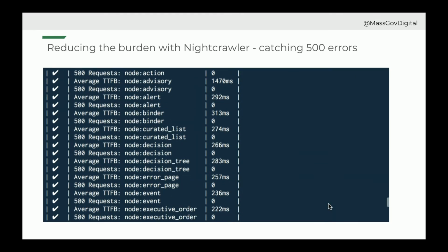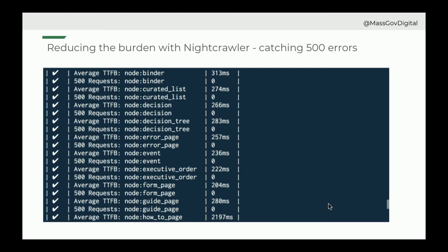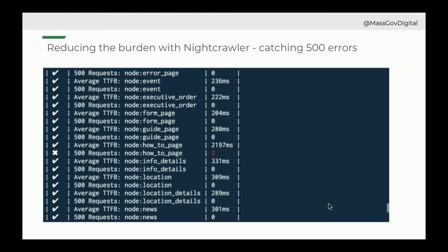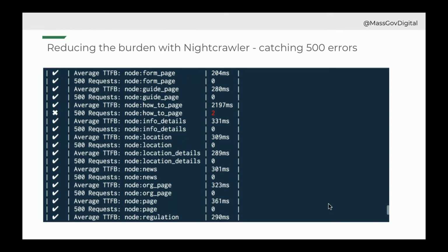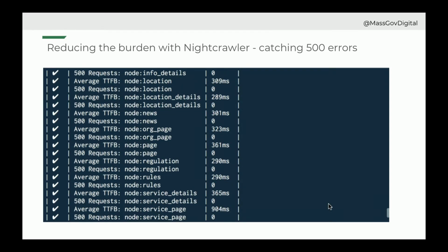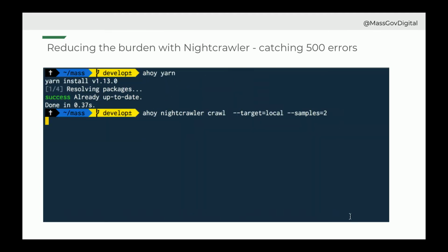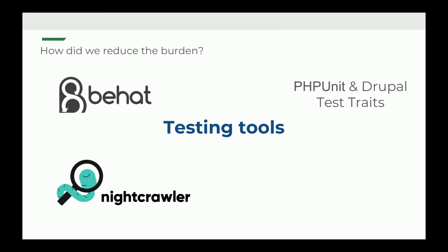We can adjust these. We can adjust the target. When I say target, I mean the environment. We can adjust the sample size. So for some releases, we could have done like 100 to 200. It just takes a long period of time on our local because of Wi-Fi and everything. So Nightcrawler covered us for the 500 errors. We've got the 500 errors covered.